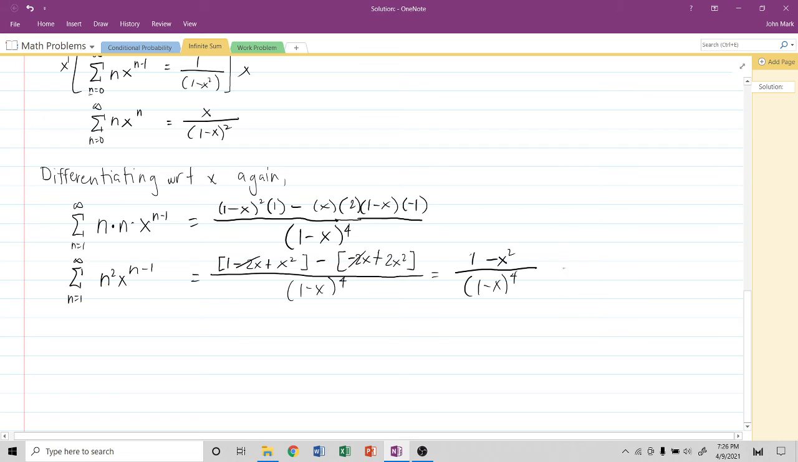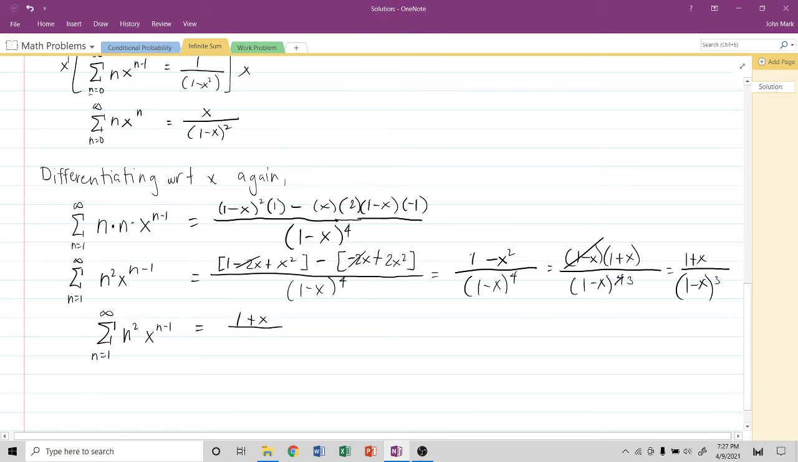Now, simplifying further, this 1 minus x squared can be factored out. So that's 1 minus x times 1 plus x all over 1 minus x to the fourth. So we cancel 1 minus x, and we will be left with 1 plus x all over 1 minus x quantity cube. So we can now write this term as the summation from n equals 1 to infinity of n squared x raised to n minus 1 equal to 1 plus x all over 1 minus x quantity cube.